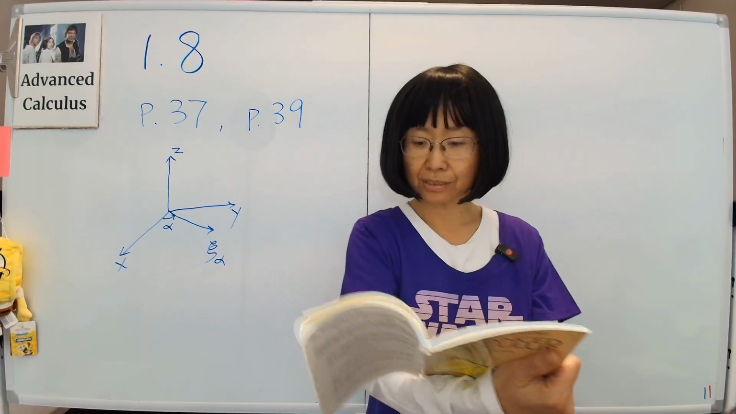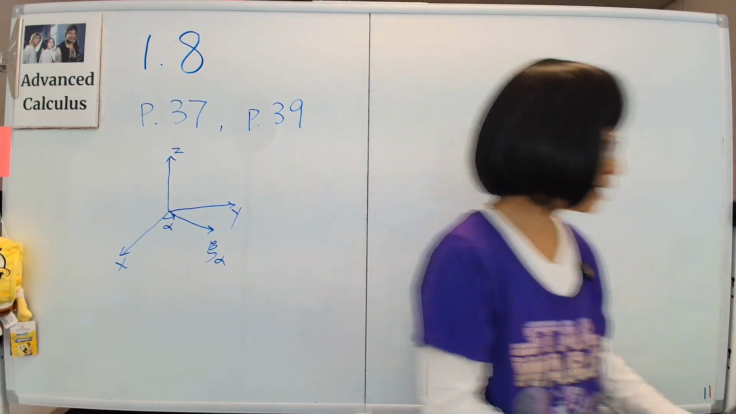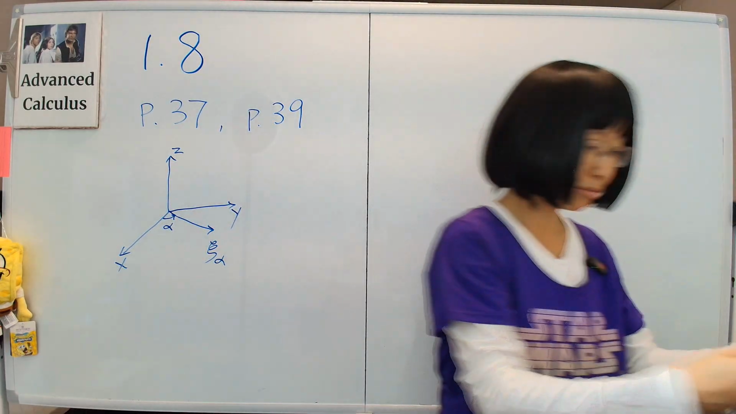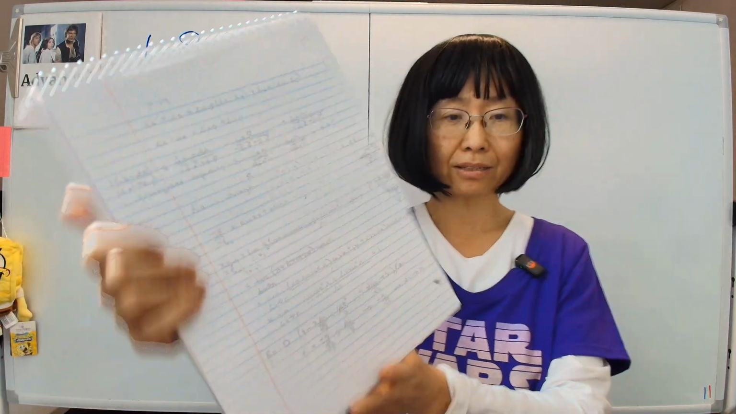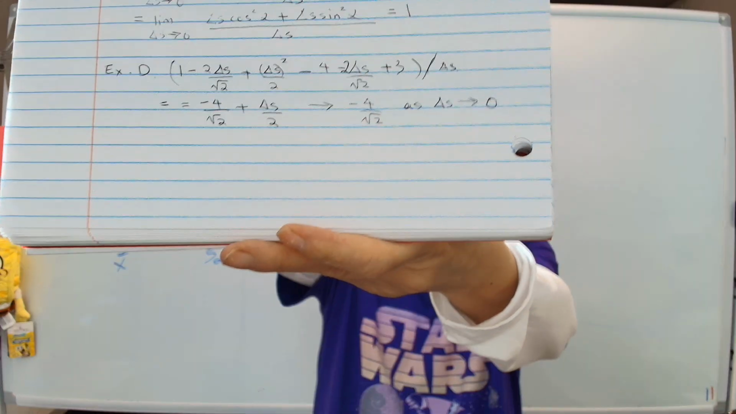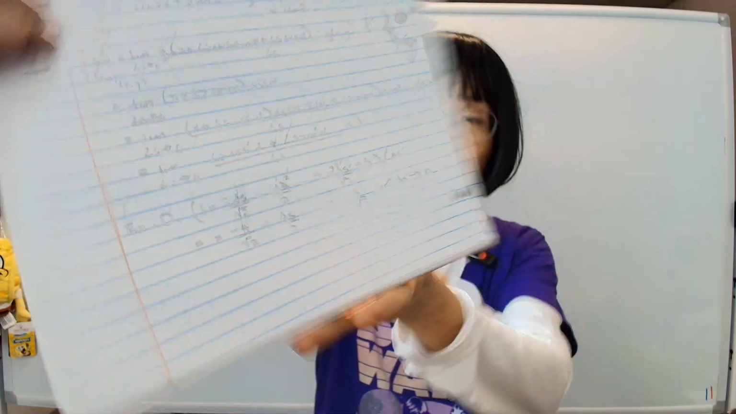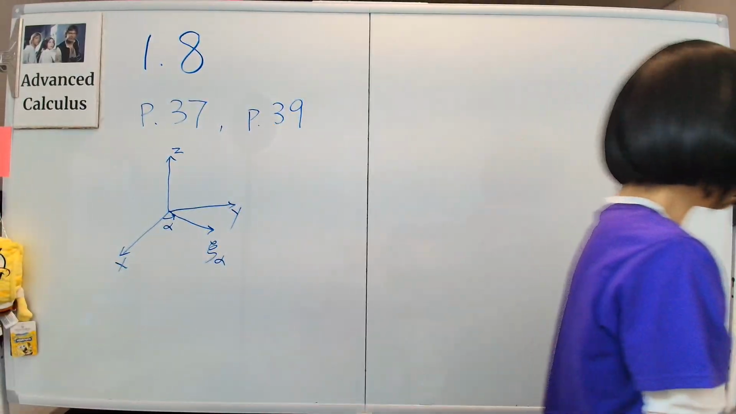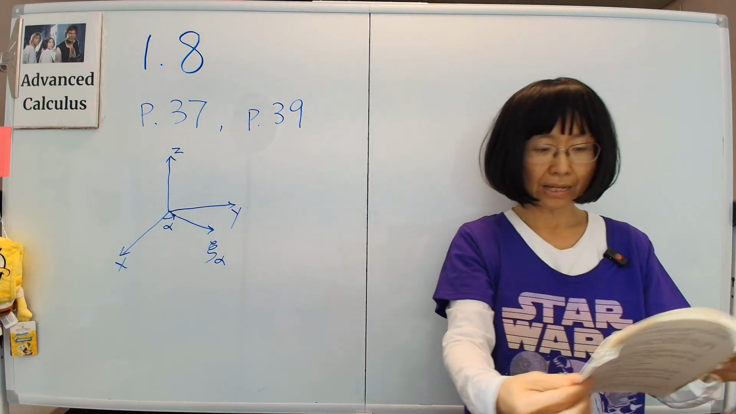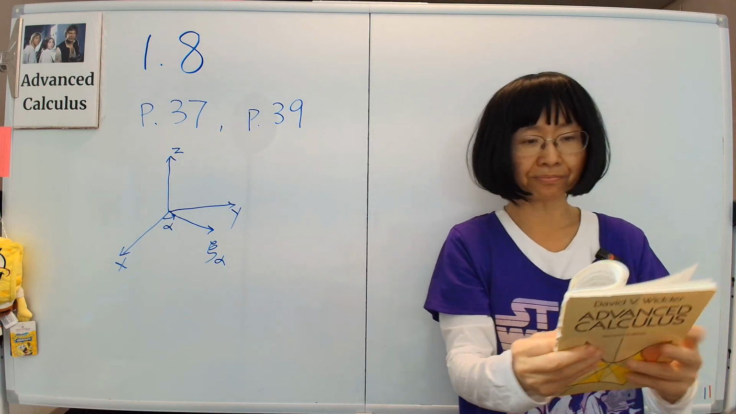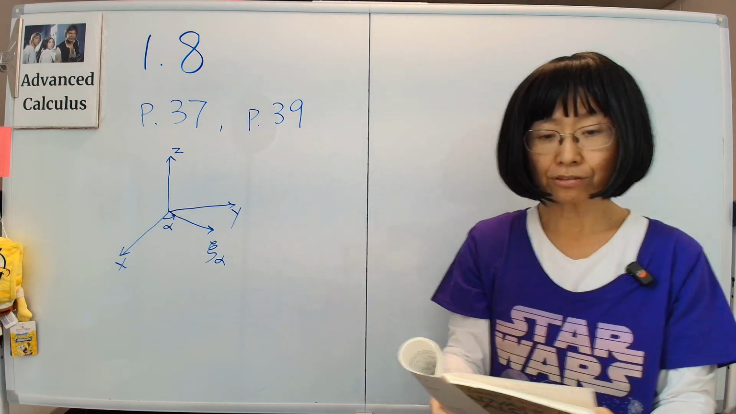Now, as an example, please look at example D and do it yourself. It's just a matter of plugging in the numbers into the definition, and then letting the limit go to 0, which I did here. See, it's a quick, short thing, but it's better that you do it yourself. And then we can go to the next page.